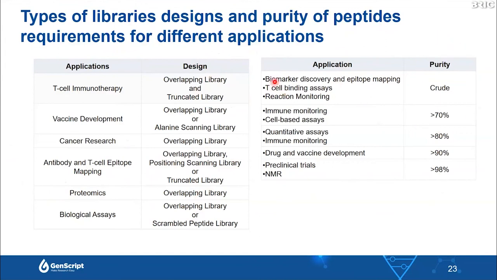For example, in biomarker discovery, epitope mapping, T-cell binding assays, or reaction monitoring in mass spec, typically a crude purity would be required. However, for some cell-based assays or immune monitoring, a higher purity of more than 70% of your peptides will be required. And for more stringent applications, such as quantitative assays, we need at least 80% purity. And of course, in drug and vaccine development, preclinical trials, or sensitive applications such as the MLR, we will go for even higher purity of at least 90% to 98%.